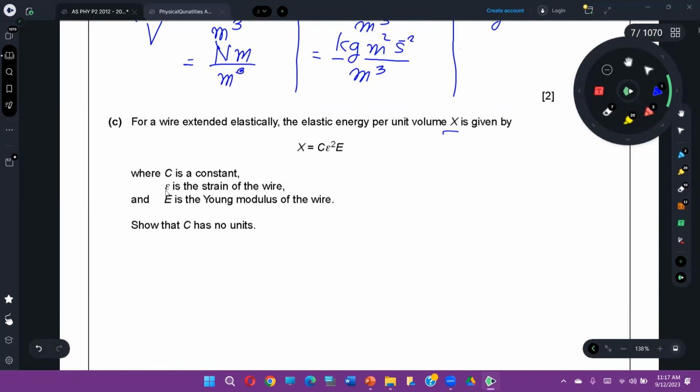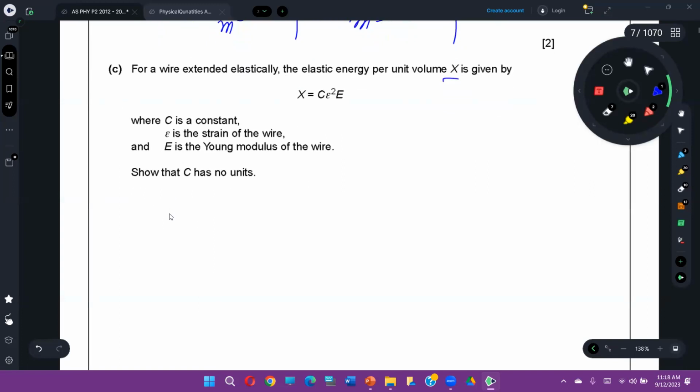What is this sigma sign? This is read as sigma. It is the strain of the wire. What is capital E? The Young modulus of the wire.